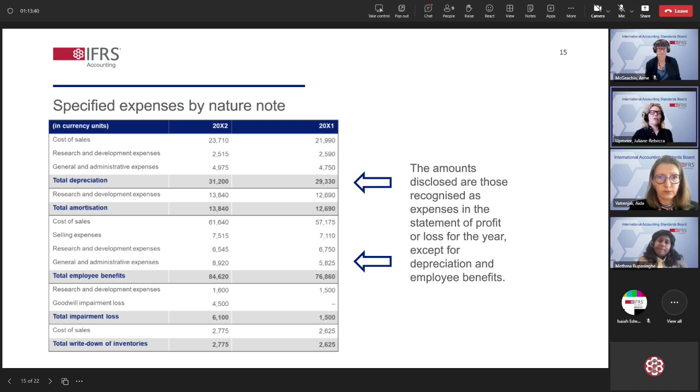Now, this slide does not illustrate all the disclosure requirements for specified expenses by nature, so please also take a look at the illustrative example that we have published alongside IFRS 18 for the full disclosure. Thank you so much, Juliana. And as you said, we have this in the package of materials that is on the website, and we do encourage our viewers to look at that. It's very useful, and great work on the examples as well, by the way.